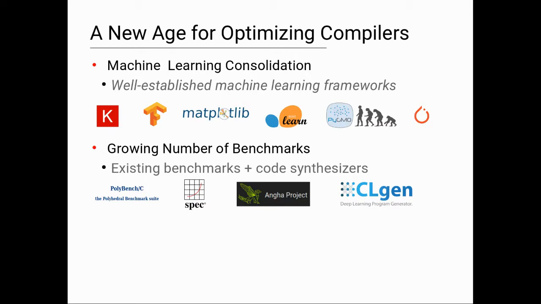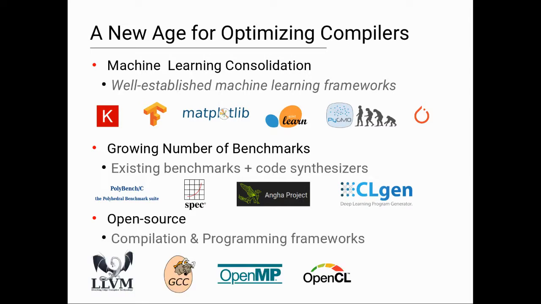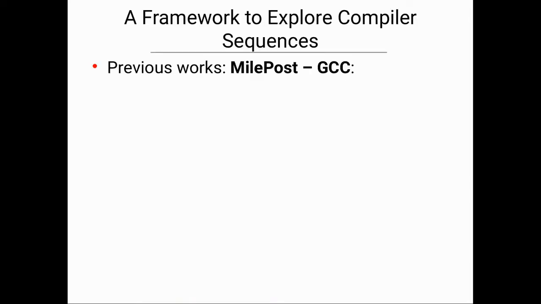This scenario starts to change since we now have code synthesizers and open source miners, such as CLGen and Anghabench, which are capable of generating thousands of benchmarks. We also have the ascension of open source, where we can rely on different compiler implementations such as LLVM and GCC, and we have different programming frameworks for testing predictive compilation, like OpenCL.